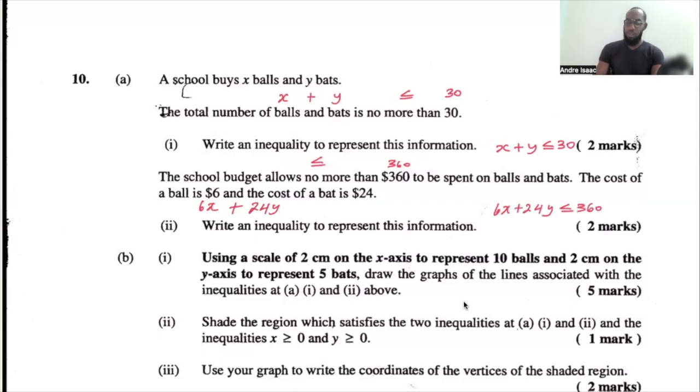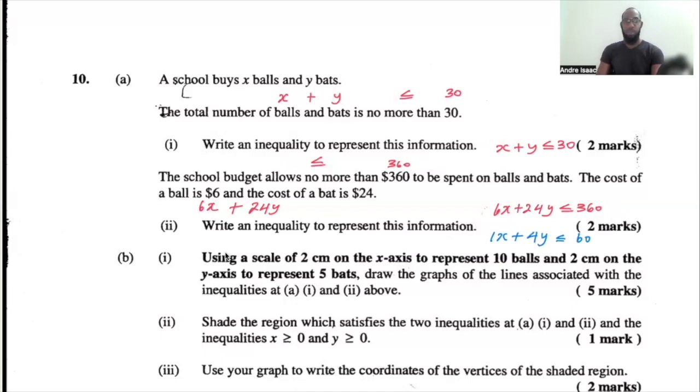Usually I tell students, if you have an inequality with large numbers, see if you can simplify. So 6 goes into everything here. 6 into 6 is 1, so we have 1x, and 6 into 24 is 4y, less than or equal to 60. So there's our second inequality.